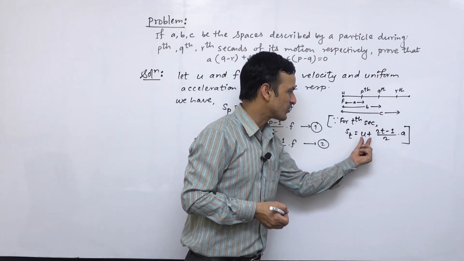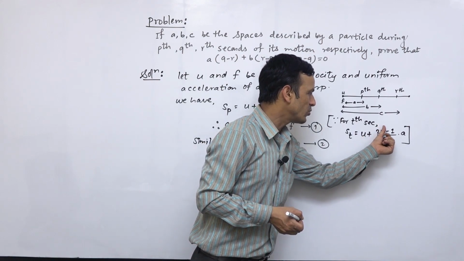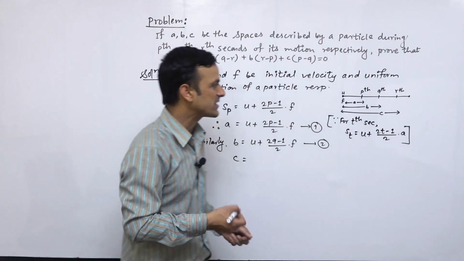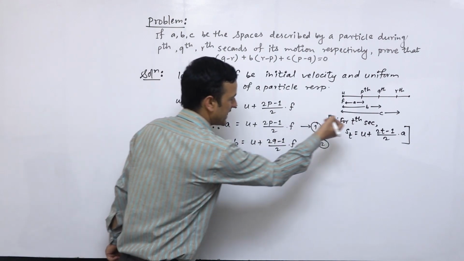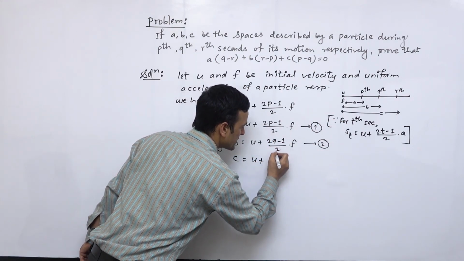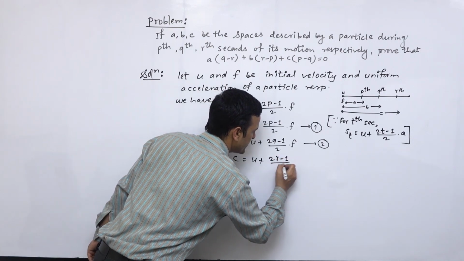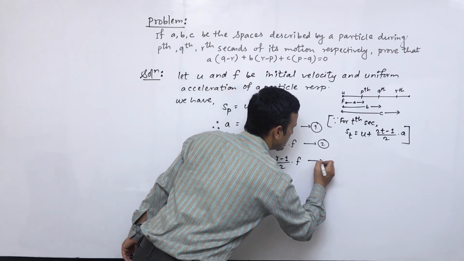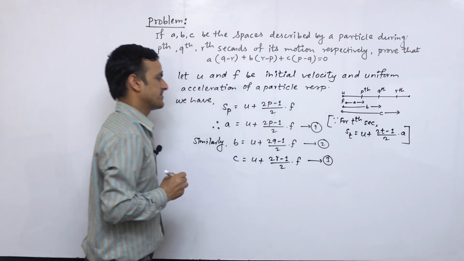So c is equal to u plus (2r minus 1) divided by 2 times f. Where we had p and q, here r comes, divided by 2 into f. So this is equation 3.